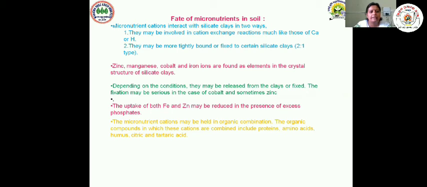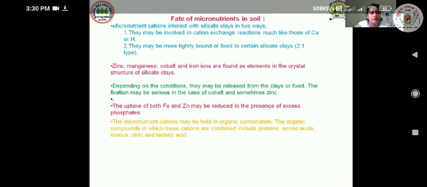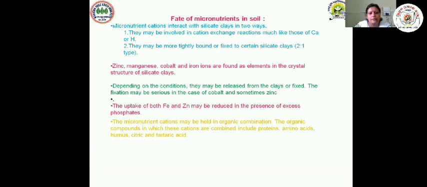They may be more tightly bound or fixed to certain silicate clays; 2:1 type silicate clay minerals are mostly involved in this binding and fixation. Zinc, manganese, copper, cobalt, and iron are found as elements in the crystal structure of the silicate clays. Depending on the soil conditions, they may be released from the clays or fixed. The fixation may be serious in the case of cobalt and sometimes zinc. Uptake of both Fe and Zn may be reduced in the presence of excess phosphates.